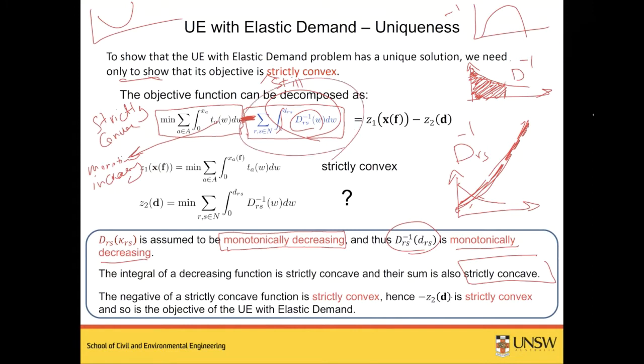And now we have this strictly convex function plus a strictly convex function next to it. Two strictly convex functions, you sum them up, you still have a strictly convex function. So that's how we can ensure the solution of the UE with elastic demand remains unique. The key is this monotonically decreasing demand function.